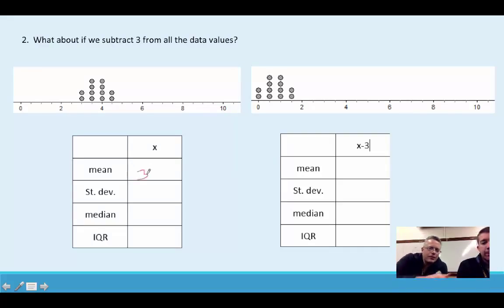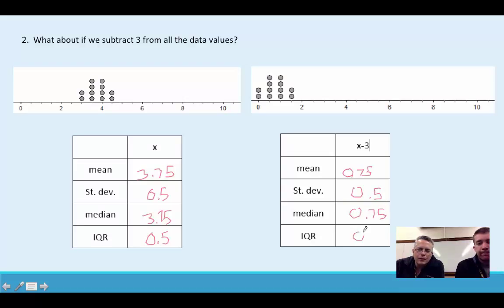The original mean was 3.75, and the standard deviation was 0.5. These are our starting values. Now, we don't have x anymore, we have x minus 3. So the new mean should be 0.75, we just subtract 3. The standard deviation should be the same. The new median would be 0.75, and the new IQR is the same as the old one. So adding and subtracting just shifts the data.